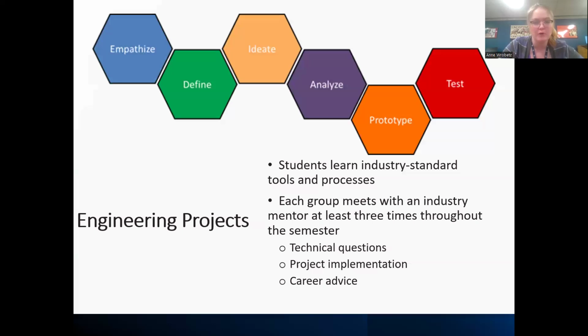At 3 different points in the semester, each project team meets with an industry mentor, and it is up to the group to arrange this meeting. Sometimes the industry mentor is somebody that somebody in your group may know. Could be a family member who's an engineer. However, we do have a list of folks who are industry mentors who have worked with us in the past. We will match you up if you don't know somebody in the industry, and 99% of the time we are matching a group up with an industry mentor.